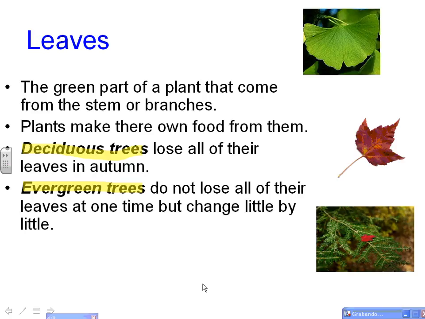Leaves are the green part of a plant that come from the stem or branches. Plants make their own food from them. Deciduous trees lose all of their leaves in autumn. Evergreen trees do not lose all of their leaves at one time, but change little by little.